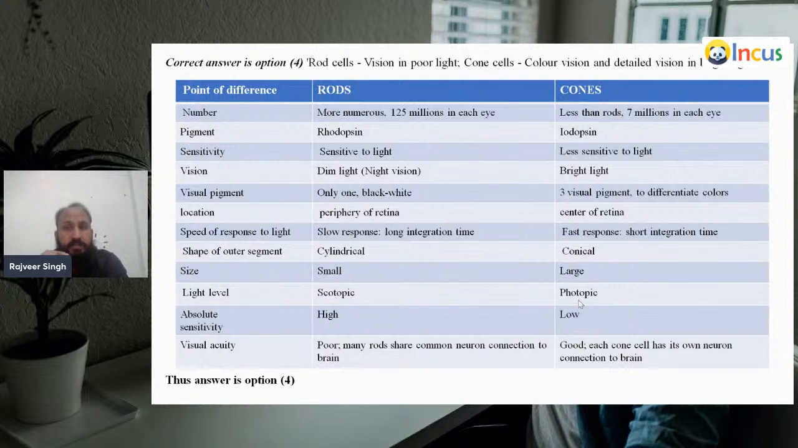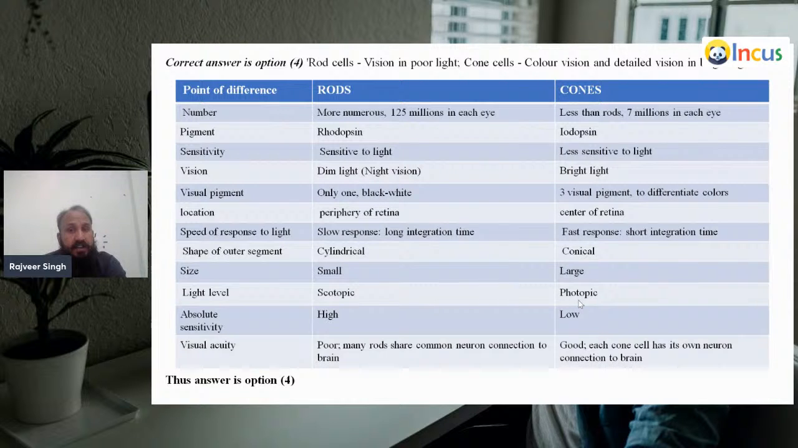As I told you, this is a very important and very good question. So I would like to say all the important points regarding rod and cone cells discussed here. First point, about the rod cells. If I talk about number, rod cells are more numerous, about 125 million in each eye. On the other hand, cones are fewer than rods, 7 million in each eye. Then pigments: in rod cells, rhodopsin, and in cones, iodopsin.